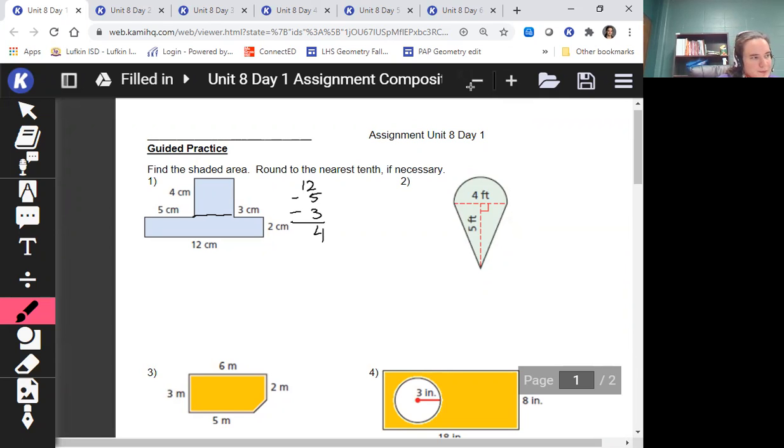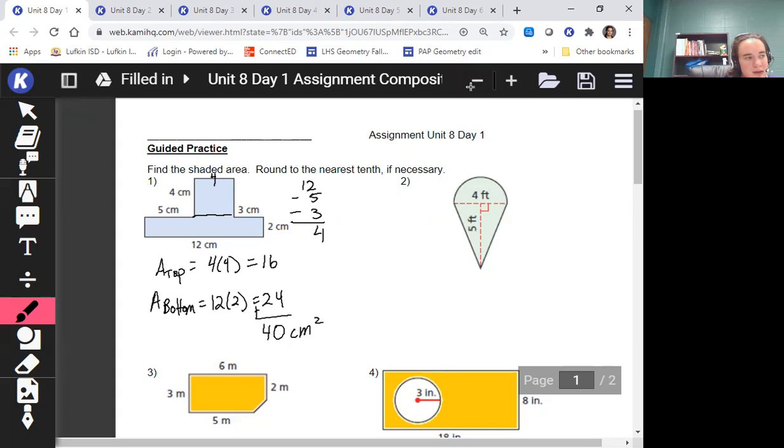And that gets us 4. So this is actually a square on top. So area of our top figure, which is our square, 4 times 4, and that's 16. And then area of our bottom rectangle, 12 times 2, and that's 24. And then these were stacked together, so we're going to add them together, and that gets us 40 centimeters squared.